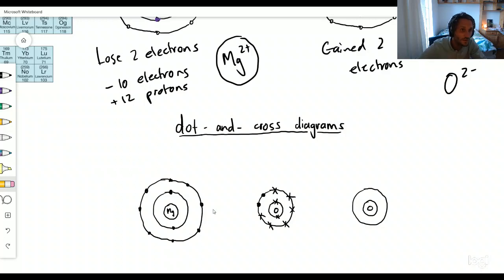And what we've got here is an Mg2+ ion, and we've got an oxygen 2 minus ion, and eventually these two will bond together. What's important to understand is that these electrons are exactly the same. We're just showing you that they're different with dots and crosses just to show you where they came from.